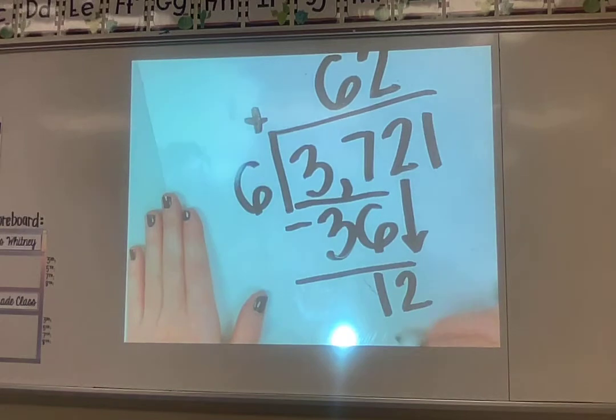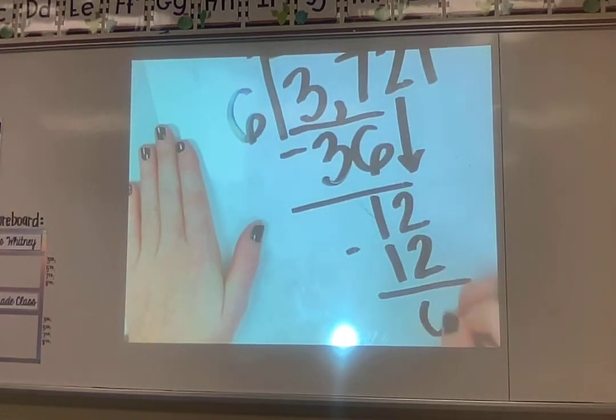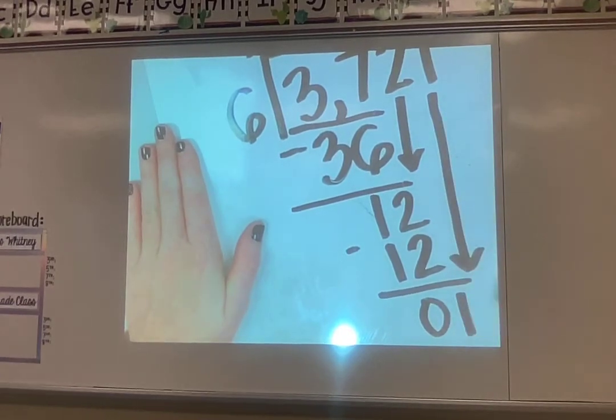6 times 2 is 12. Swipe those. That gives me a 0. And bananas, bring down that 1. Now, sometimes when we see a 0, we freak out. Remember, zeros are just like any other number. We just keep right on going, and it will always work itself out.